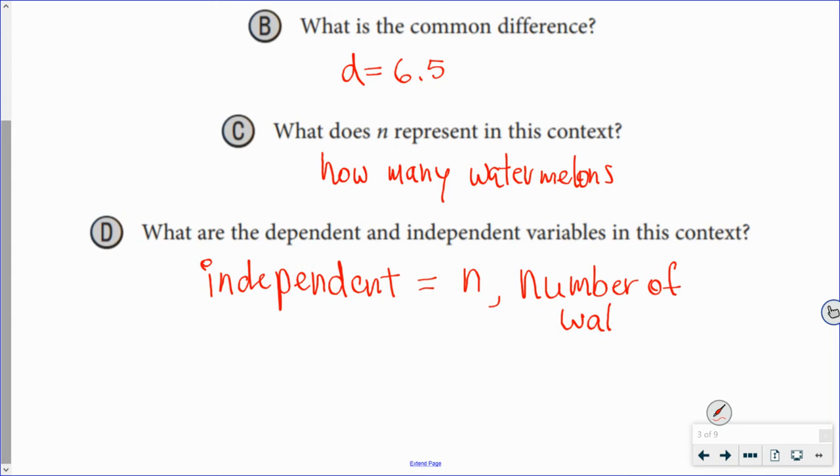I should have picked a fruit that wasn't so long. Right, watermelons. Why not just say an apple or something?